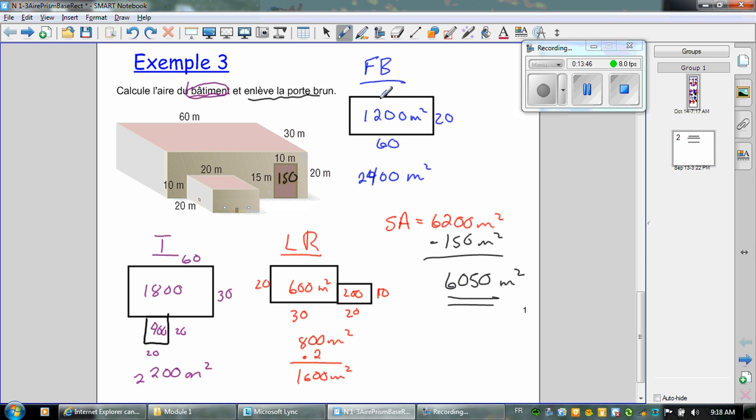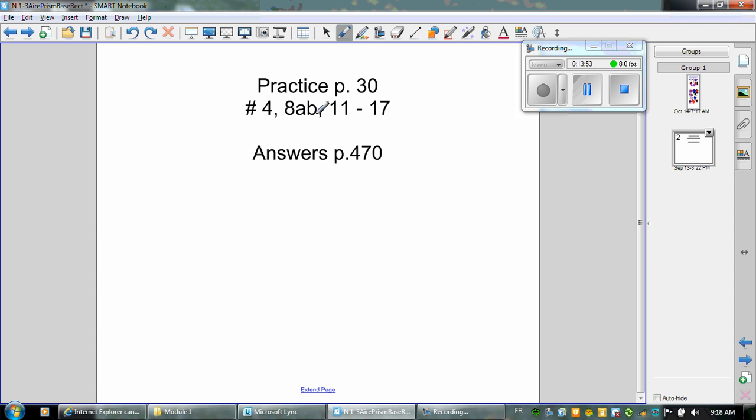So it's always the same process: front, back, top, bottom, left, right. If it's a building, there's no bottom. Here's your practice. And don't forget to check your work behind the book.